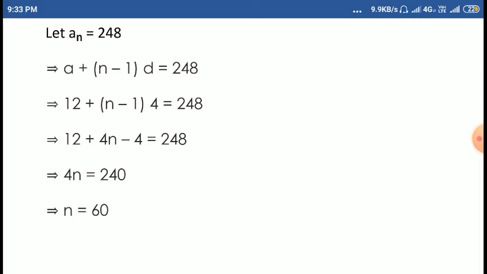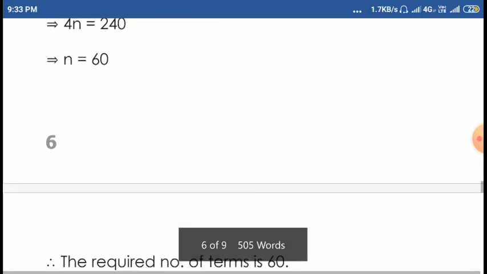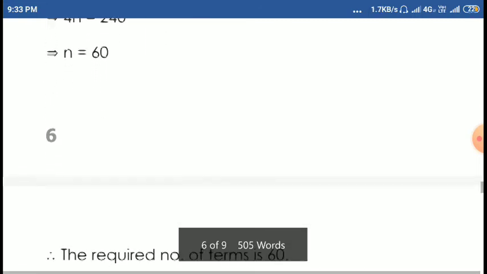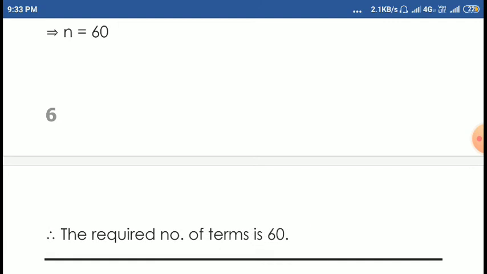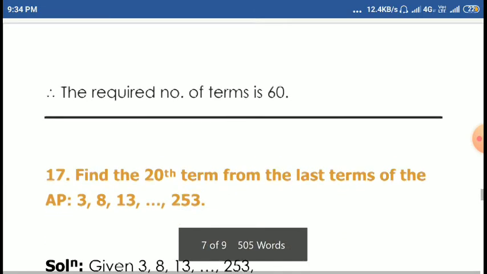That means 248 minus 8 equals 240. So 4n equal to 240. If you solve this equation, n equals 60. How did we get it? Very easy: 240 by 4 equal to 60. So in this way, we can find the value of n. Therefore, the required number of terms is 60. That means in this way, we get 60 terms of this AP. So this is the solution of this particular problem.